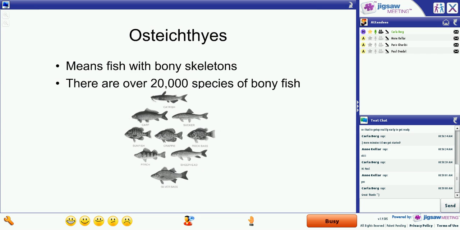There are some examples right here. Some of them are a little harder to read. There's a catfish, a carp, a suckerfish, a sunfish, a crappie, a rock bass, a perch, a shepherd, and a silver bass. If you look at them though, they all kind of look the same.